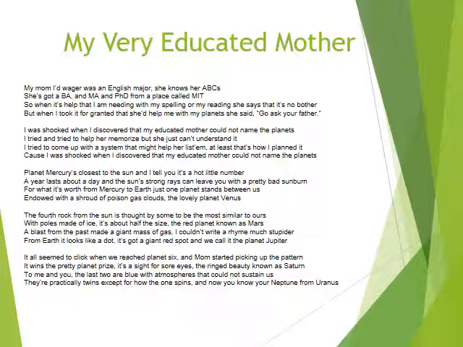Planet Mercury's closest to the sun, and I tell you, it's a hot little number. A year lasts about a day, and the sun's strong rays can leave you with a pretty bad sunburn. For what it's worth, from Mercury to Earth, just one planet stands between us. Endowed with a shroud of poison gas clouds, the lovely planet Venus.